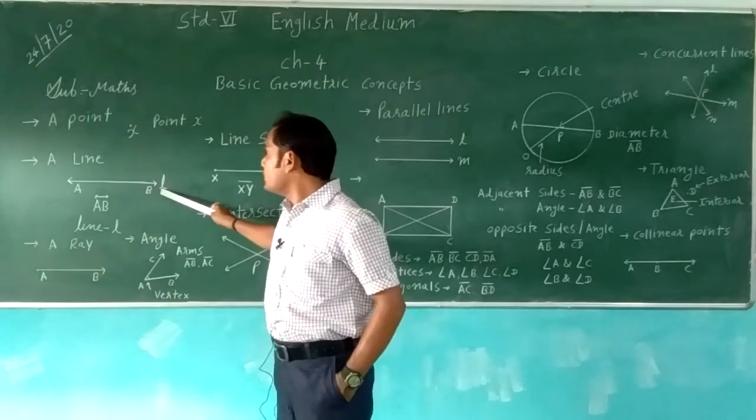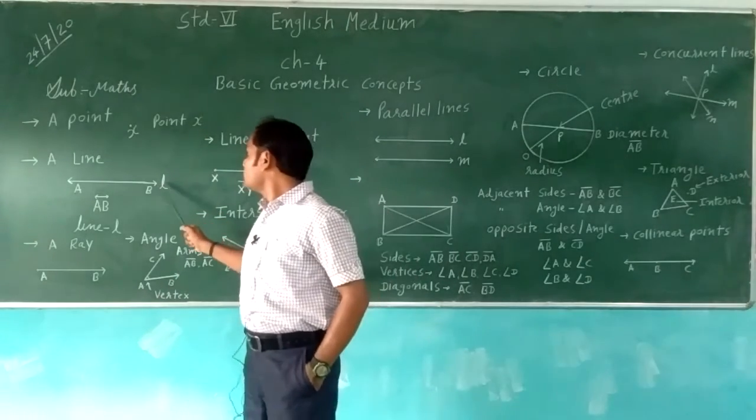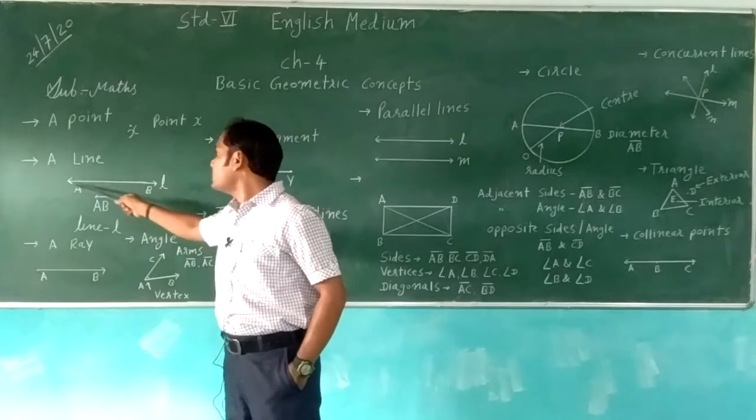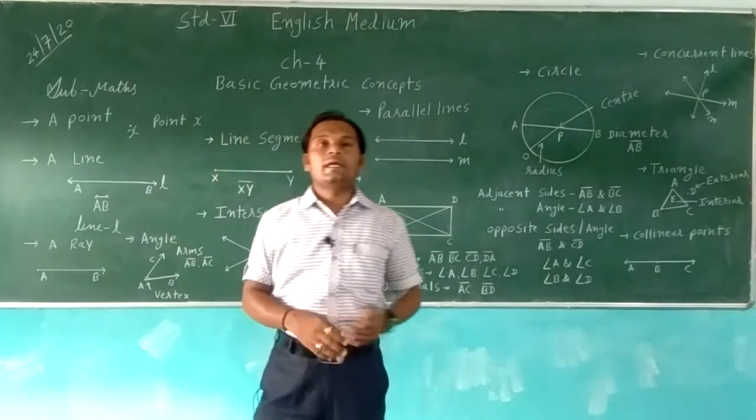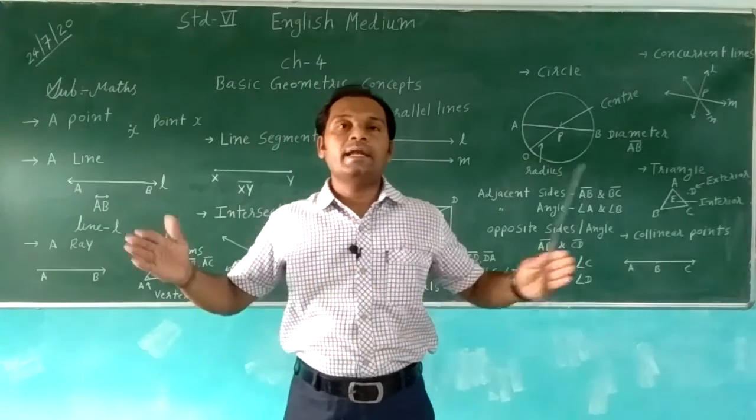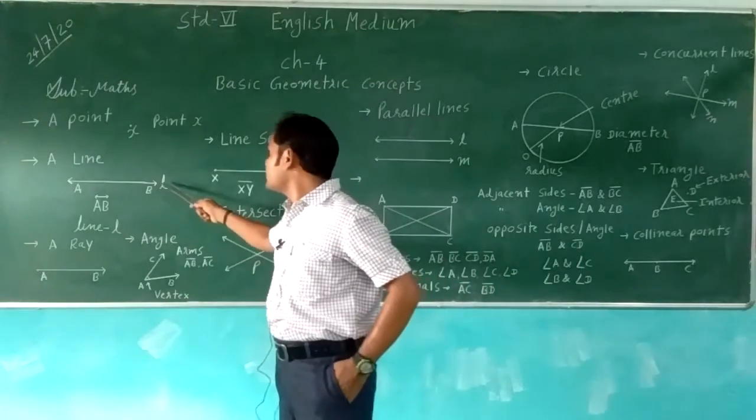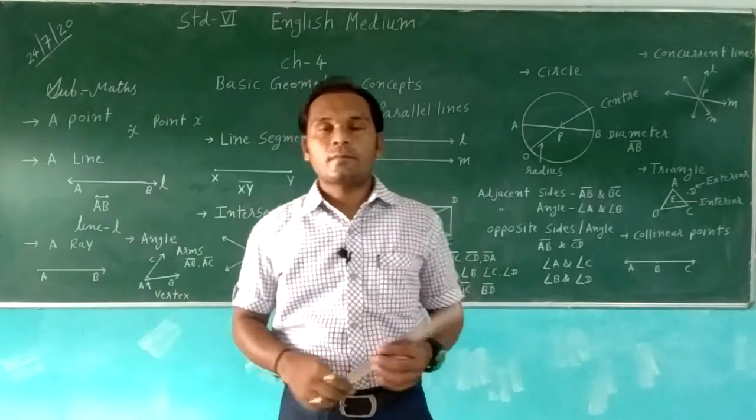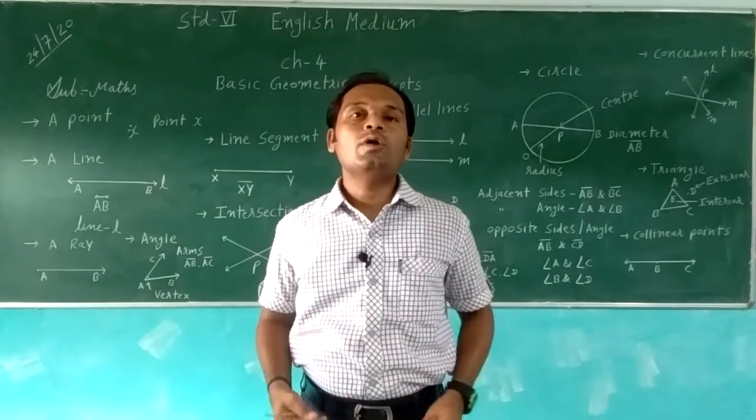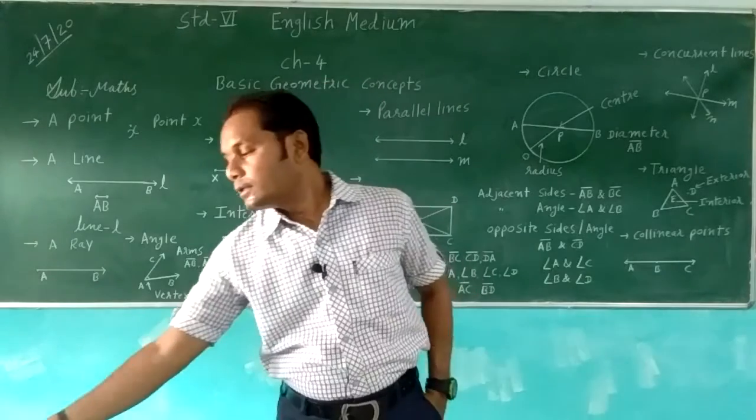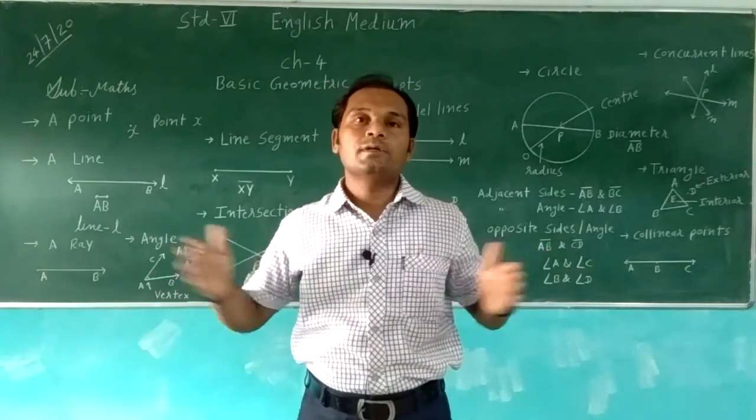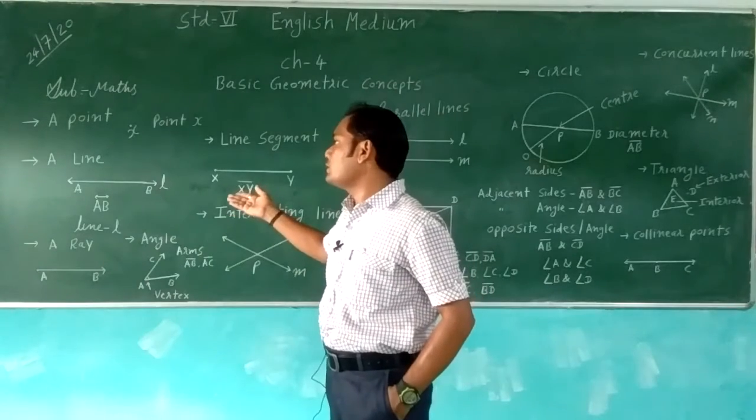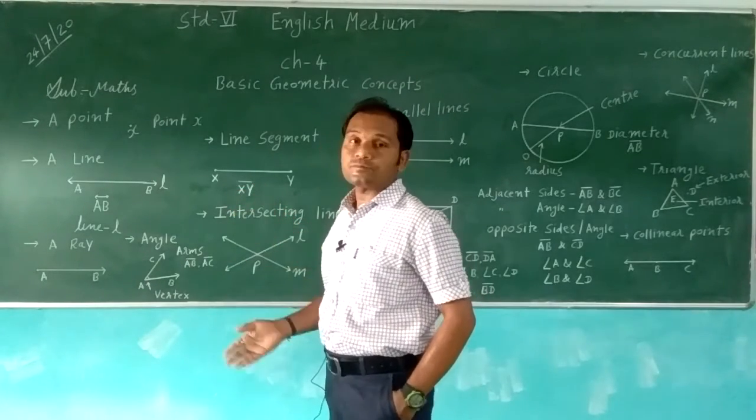A line is drawn here. A line has 2 points, A and B, on the line. The line is endless. It is moving in this direction and in that direction also. It has no end point. It is continuously moving on both sides. So there are 2 points on the line, A and B.